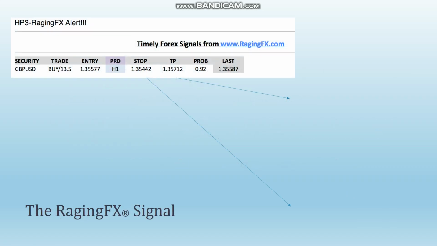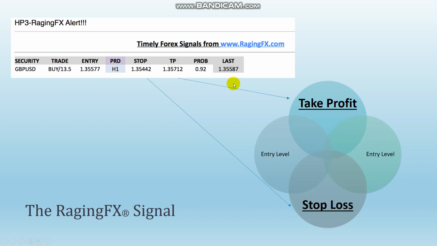Now let's take a look at a typical RagingFX signal. As you know well by now, the RagingFX algorithm provides 3 key levels with each signal. First, there's the entry level, followed by the stop loss level and the take profit level. Let's evaluate this example closely with the diagram on the right.